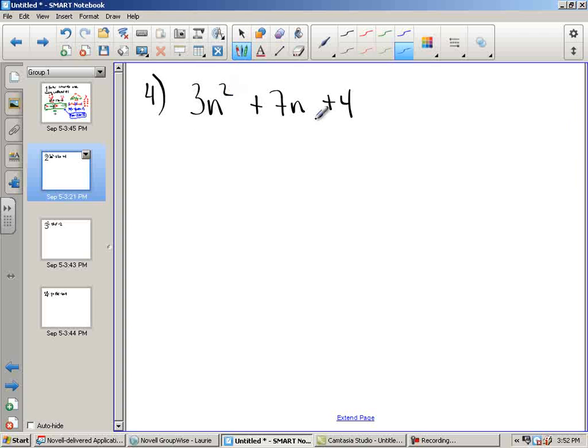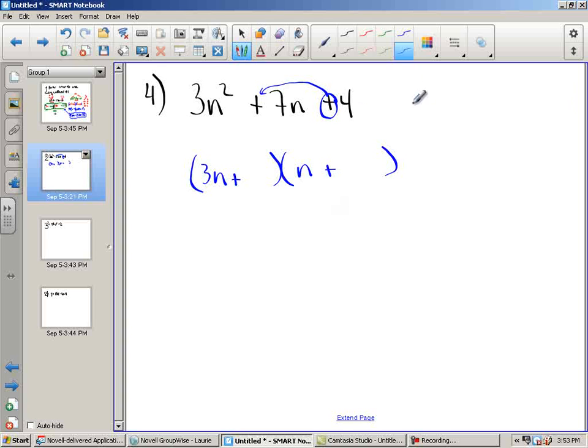I'm looking here. There aren't a lot of options with the 3, which makes it nice for guessing and checking. So I'm going to put 3n and n, because 3n times n, or 1n, is 3n squared. Now, if the signs are identical, like this tells me, then I can put them in right away, because it won't matter which one goes where. They're the same. This tells me that they're both positive, so plus, plus.